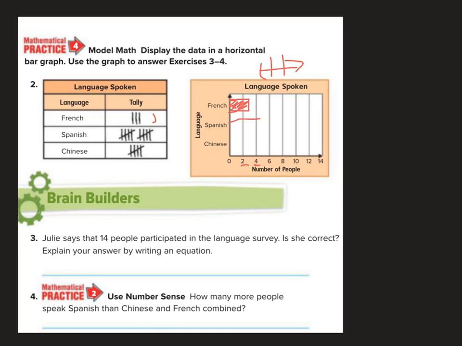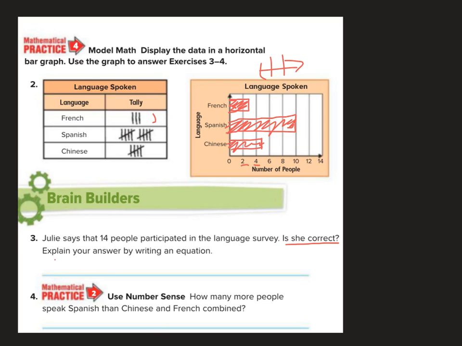Spanish needs 10. Get my vote. I do not speak French or Chinese, but I can speak some Spanish. 5 is halfway between 4 and 6. So put my bar there. Julie says that 14 people participated in the language survey. Is she correct? Explain your answer by writing an equation.